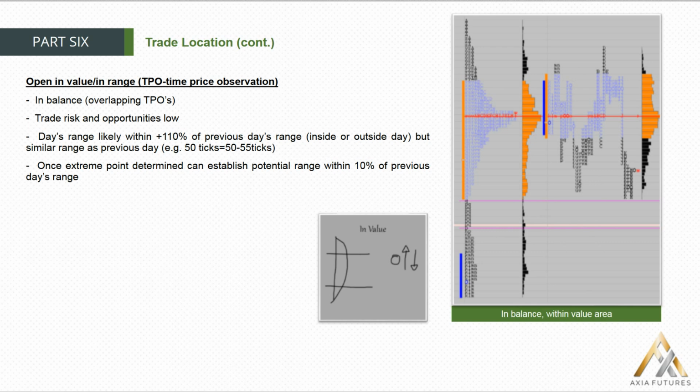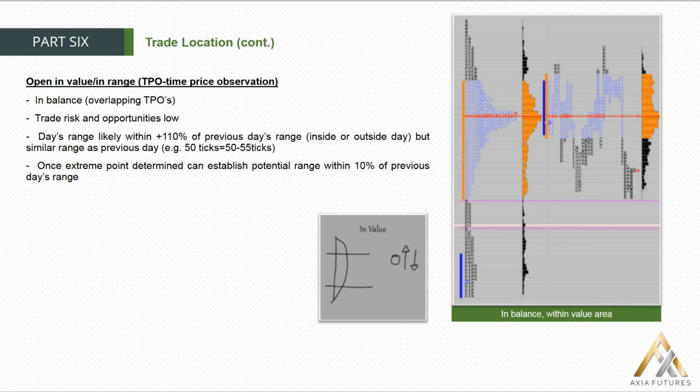Now note just a few observations. When we are in value, in range, we are firmly in balance. So we get a lot of overlapping TPO, a lot of overlapping price, a lot of two-way trade. The trade risk and the opportunities are therefore low. Note, the day's range, in other words, the next day's range, when we open in value, is likely to be very, very similar to the previous day's range, with maybe potential for a slight extension.